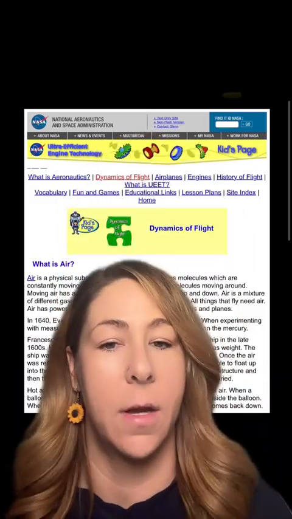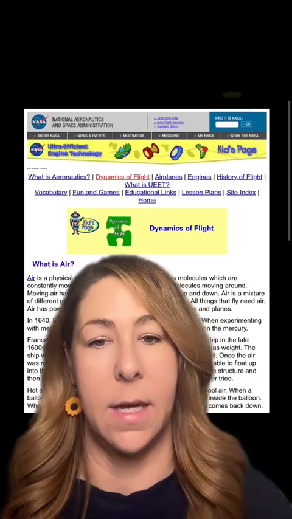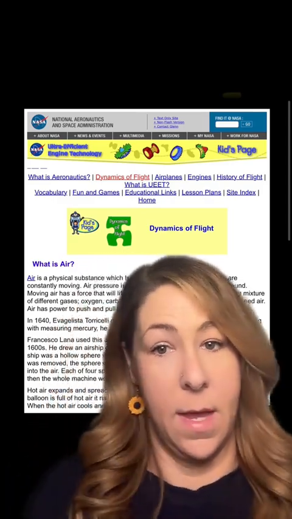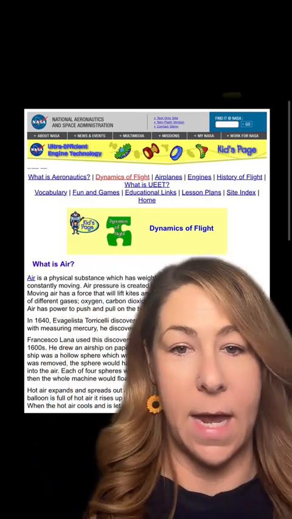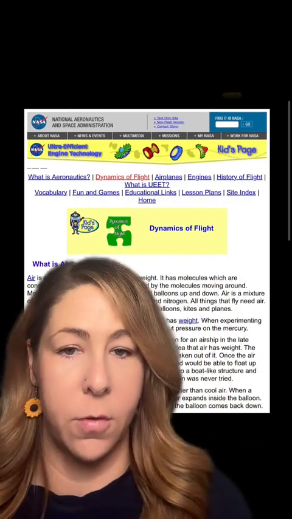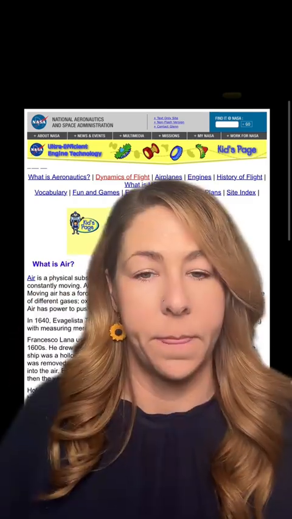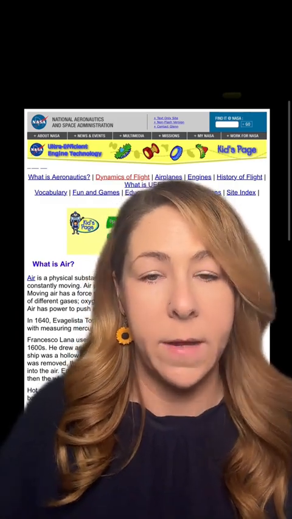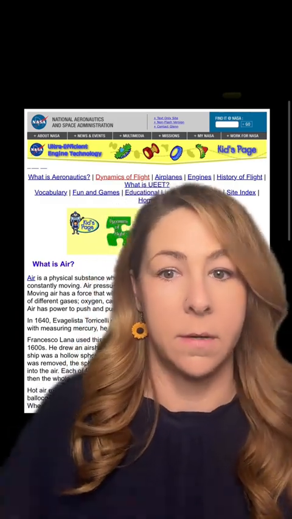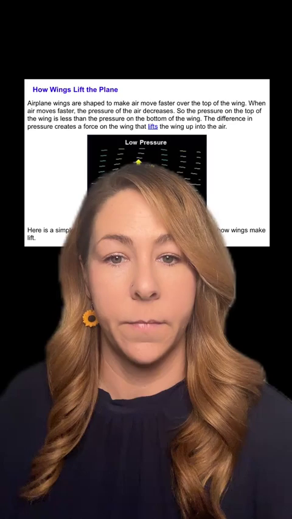The first section of this kids graphic from NASA is what is air. So air is a physical substance and it has weight and its molecules are constantly moving. Air pressure is created by the molecules moving around, and moving air creates a force that will lift things.